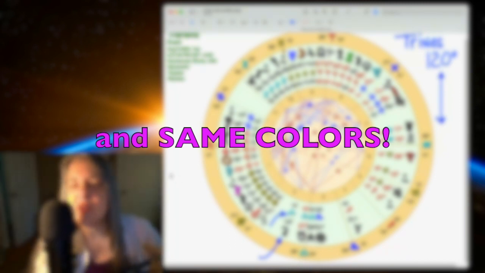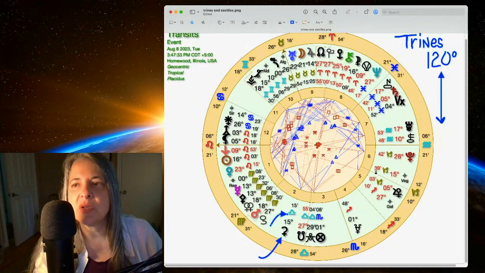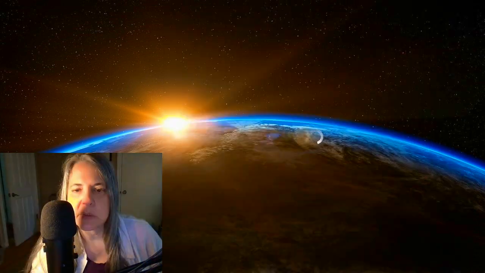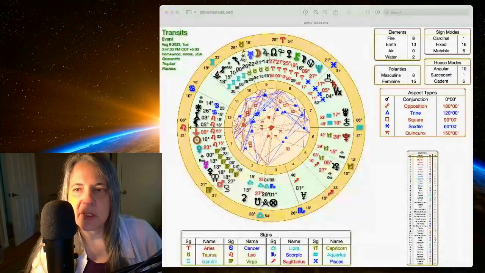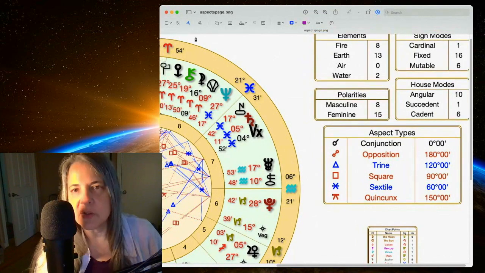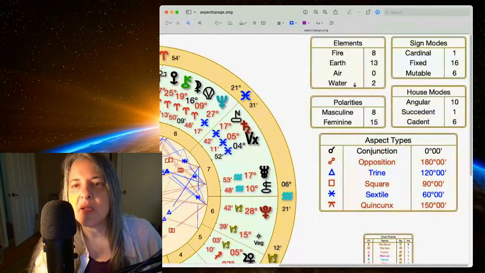Let me see if I can flip on this other chart real quick for you. Let's see if I got that one up there. I do. All right, so let's expand and go down to here. You see where the elements are? In astrology, these are the elements.